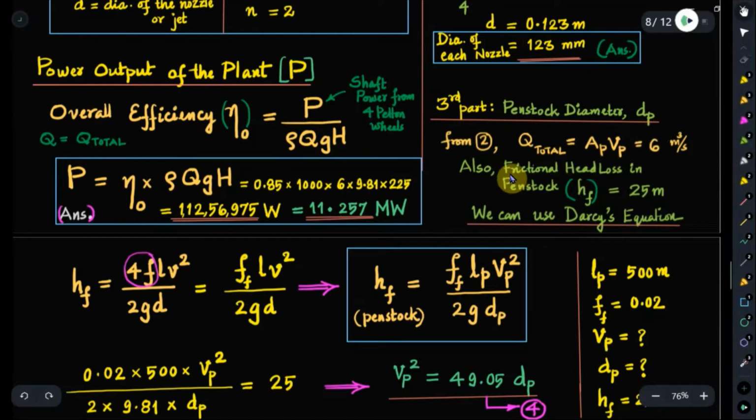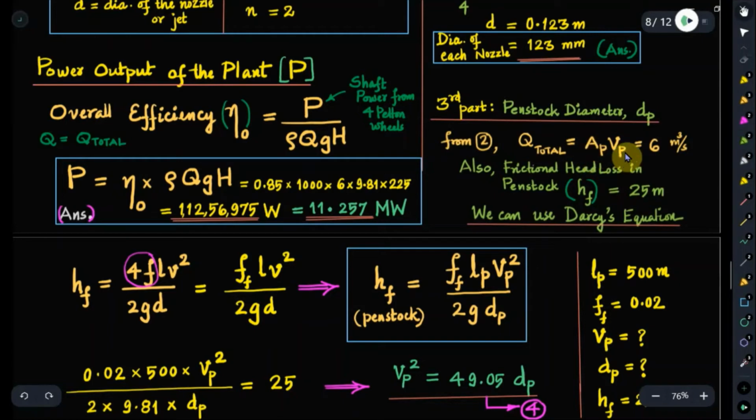We know that the total discharge coming through a single penstock, Q, is equal to the area of the penstock pipe multiplied by the average velocity of flow through the penstock pipe. Remember, this average velocity is not the same as the actual velocity of water coming out of the nozzle, which is many times more. In other words, Vp will be very much less than the actual velocity of the jet, V1.